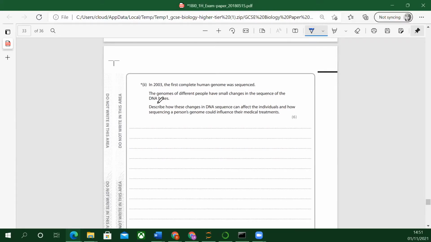In 2003, the first complete human genome was sequenced. The genomes of different people have small changes in the sequence of DNA bases. Describe how these changes in DNA sequence can affect the individuals and how sequencing a person's genome could influence their medical treatments. Okay, so DNA has 4 different bases. So changes to DNA are mutations.